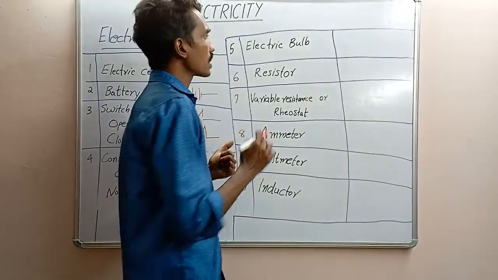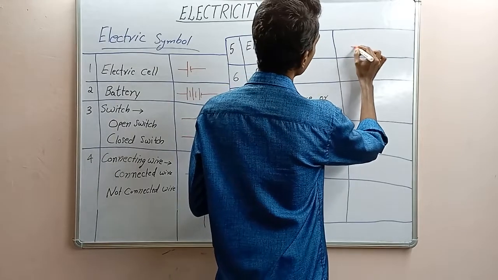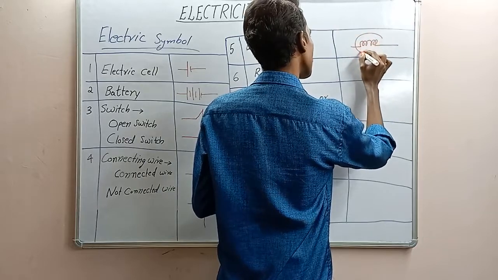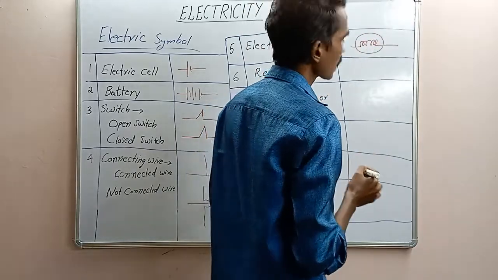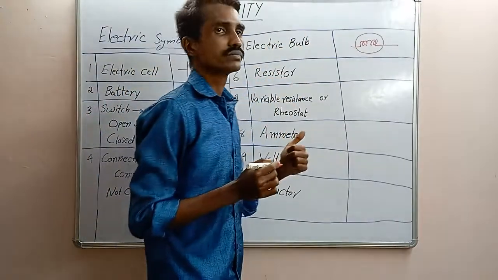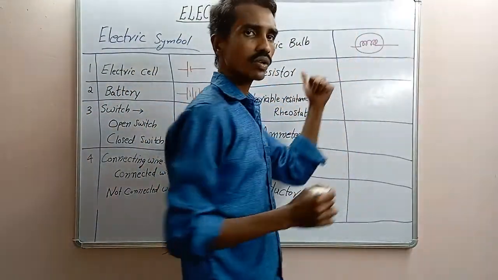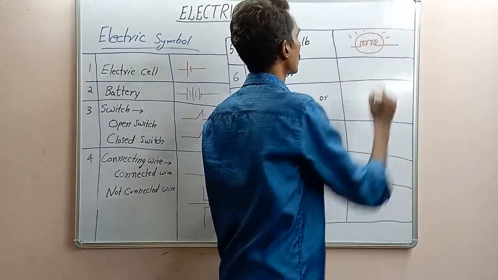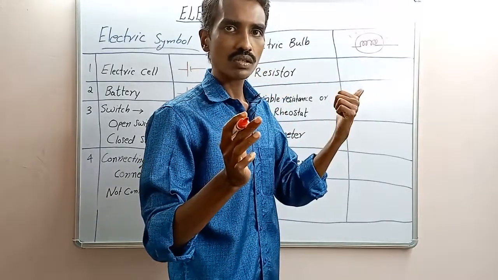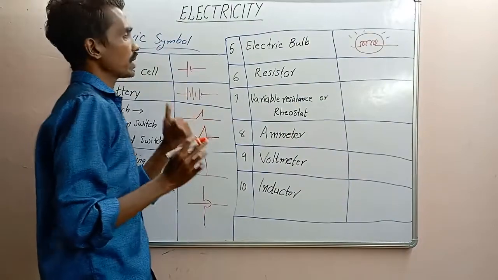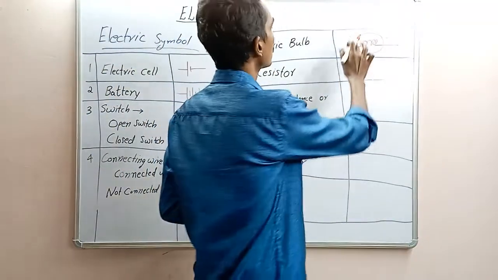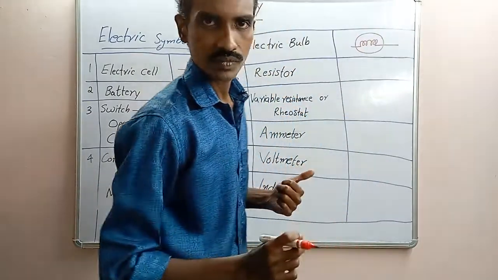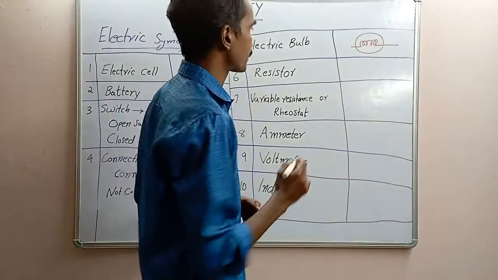Next is the electric bulb. How will you represent an electric bulb? This is the electric bulb. If the bulb glows, we draw some lines like this. If it does not glow, for example when the switch is open, there is no glow.